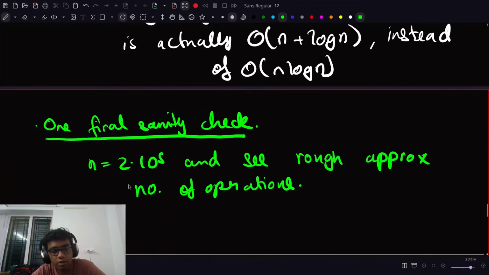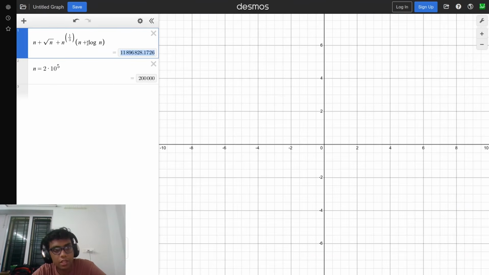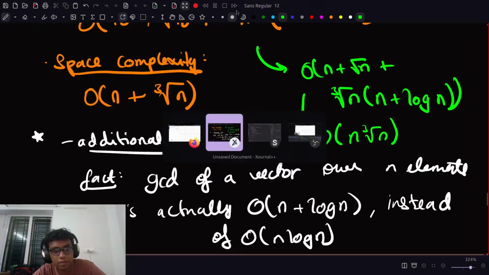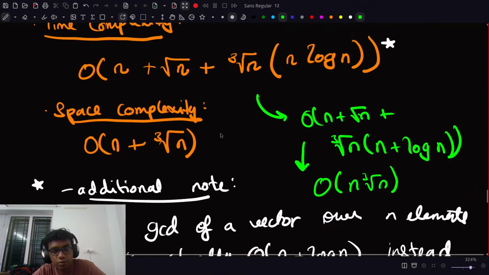It is definitely not 10 to the power 8, so it's well below the operations limit. Even if it was n log n, it is still below 10 to the power 8, so there is no issue. But the exact tight bound is n plus log n. Also, you can improve this square root by using a sieve approach to directly find the divisors. So this is the final time complexity and space complexity for the problem.